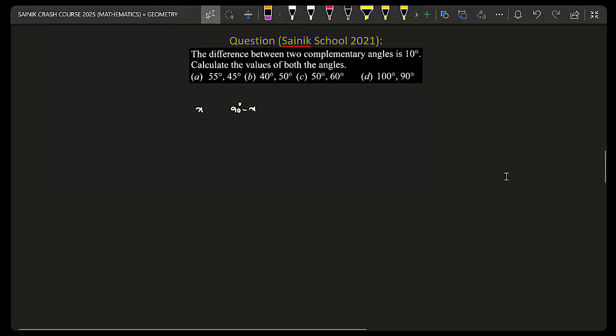Mayuk, can you continue from here? Sure. One angle is x and the complementary angle is 90 degrees minus x. And the difference should be 10. What is the equation we have to write? So the two angles are less than 90. No, the difference between these two, I want to write it equal to 10. How can you write in the equation form? Sir, x minus x equal to 10.